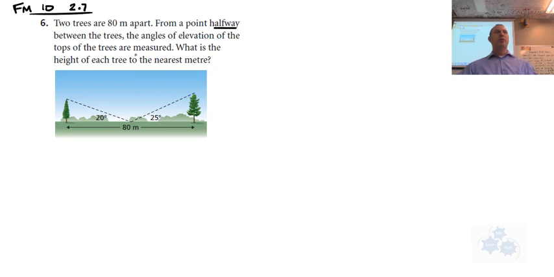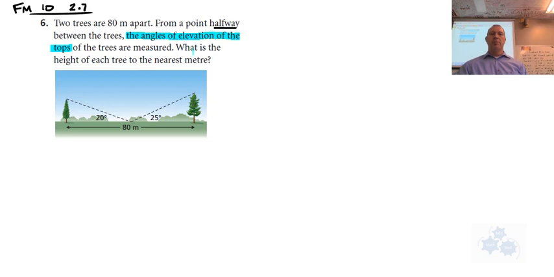trees are measured. So if you see this problem on a quiz or a test, you have to understand what this is saying right here. The angles, that's more than one angle, of what? Of elevation. So elevation is from the horizontal up. It's the same as inclination, so please remember that. The angles of elevation of the tops of the trees. Or you might hear angles of elevation of the line of sight to the top of the trees. Those are all the same sort of thing.